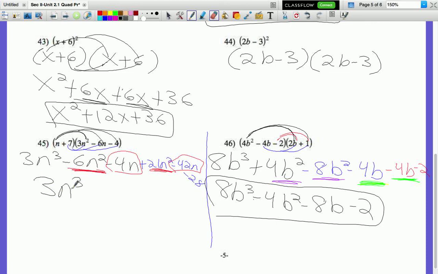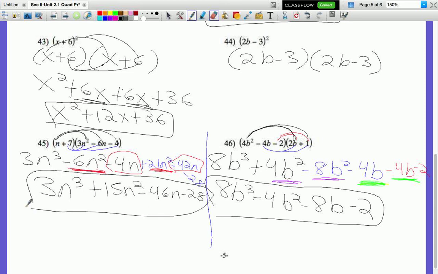Variable with the highest exponent comes first. So 3n cubed minus, we're going to do the n squares next, negative 6n squared plus 21n squared. So we have plus 15n squared, negative 6 plus 21. And then we have negative 4n minus 42n, which is negative 46n. And then minus 28 goes on the end. The exponents are in descending order. 3, 2, 1, and technically on the variable, there's nothing behind 28. It's a constant.